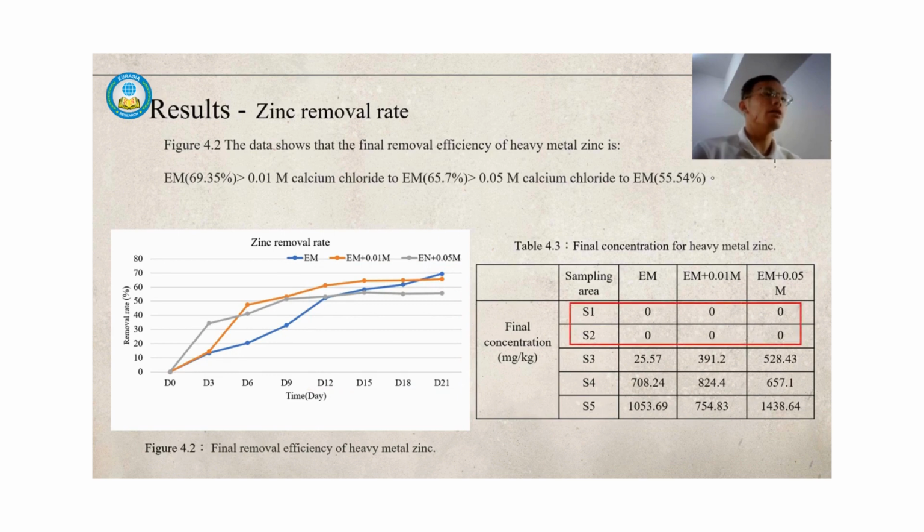And let's look at table 4.3. Table 4.3 is the final concentration for heavy metal zinc. The top area concentration reaches 0. And although the concentration of heavy metals in the lower layer has decreased, there is still residual heavy metal.